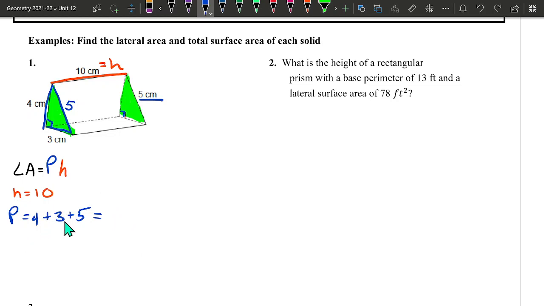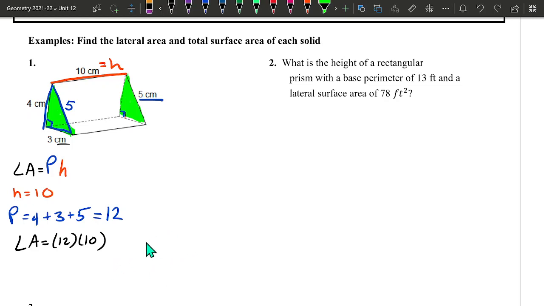So 3 plus 4 plus 3 is 10... so 3 plus 4 plus 3 is 7. 7 plus 5 is 12. So my perimeter is 12. My height is 10. So the lateral area is 12 times 10, so it is 120. And these are centimeters, and area is squared. So the lateral area is 120 centimeters squared.